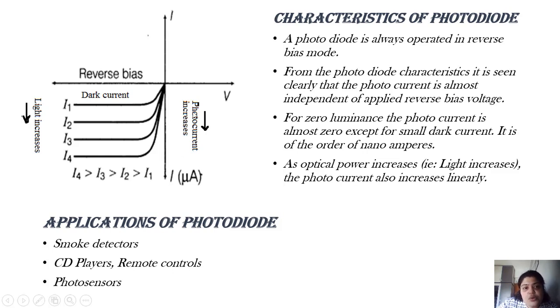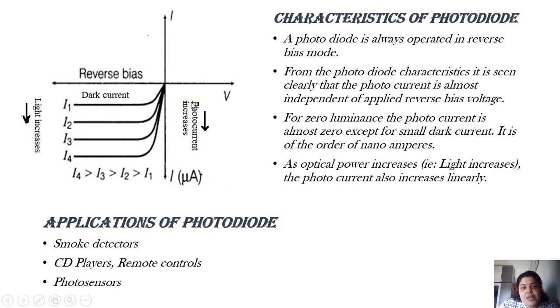So actually the photocurrent depends only on the light. It has no relation on the applied voltage. So here you see that this is the minimum amount of current, the negligible current, and this, as shown in the graph, is the maximum value. From the photodiode characteristics, it is seen clearly that the photocurrent is almost independent of applied voltage. For zero luminescence, the photocurrent is almost zero, except for some small dark current that is generally in nanoamperes, which is indicated in the graph as I1.